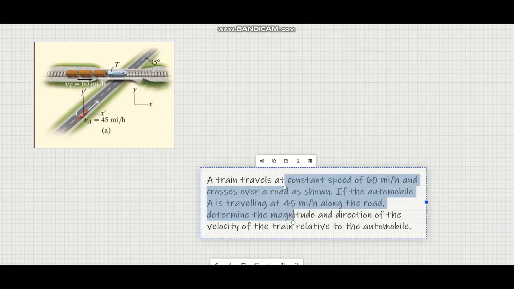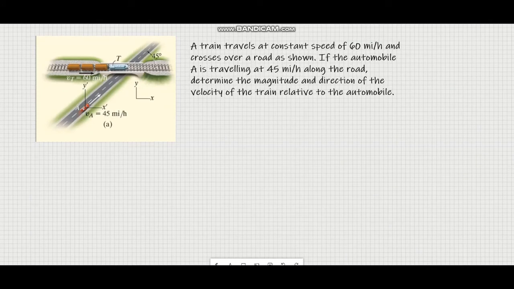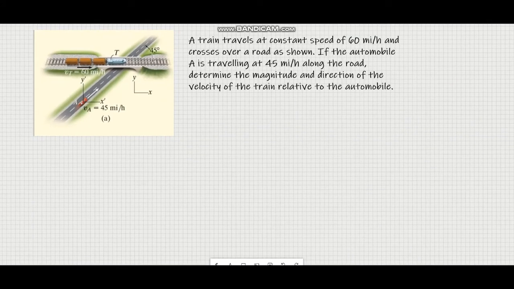Okay, let's put this here. The train is passing over this bridge at 60 miles per hour, and the road passes under the bridge, with the automobile going 45 miles per hour. This road is at 45 degrees with the horizontal, so we need to take this into account as well, because we are going to work in two dimensions, x and y. We are going to find the magnitude and the direction of the velocity of the train relative to the automobile, not the fixed point.